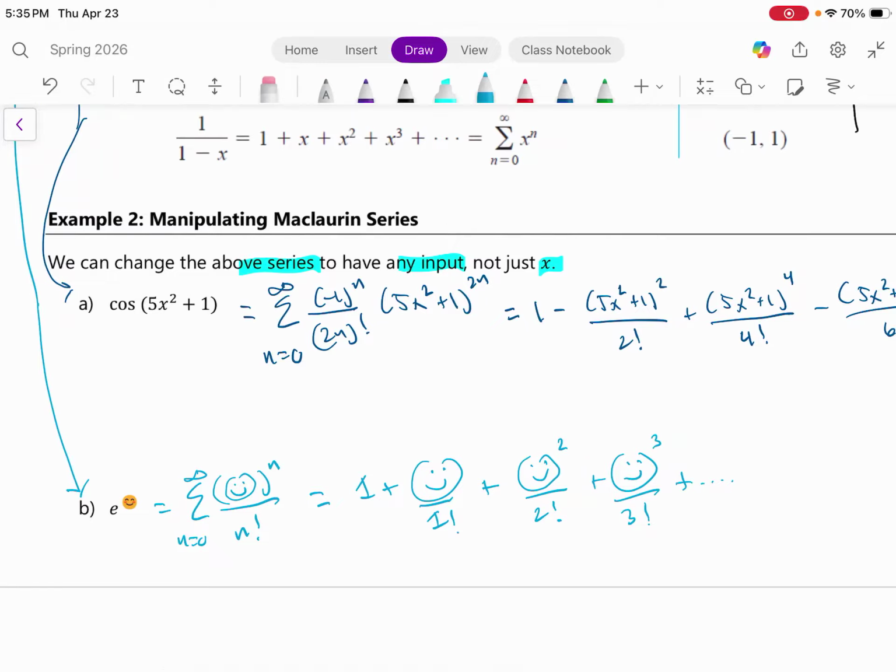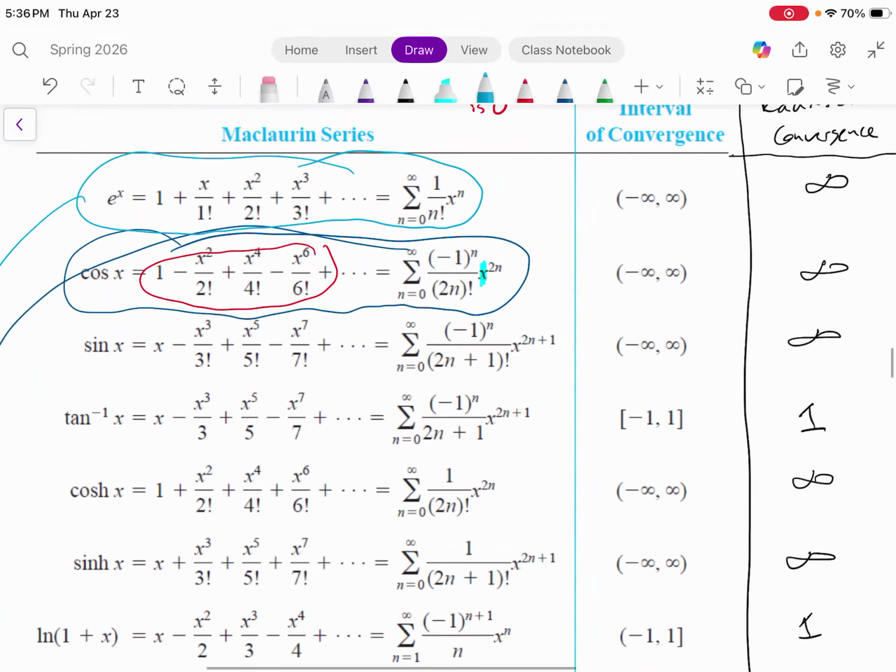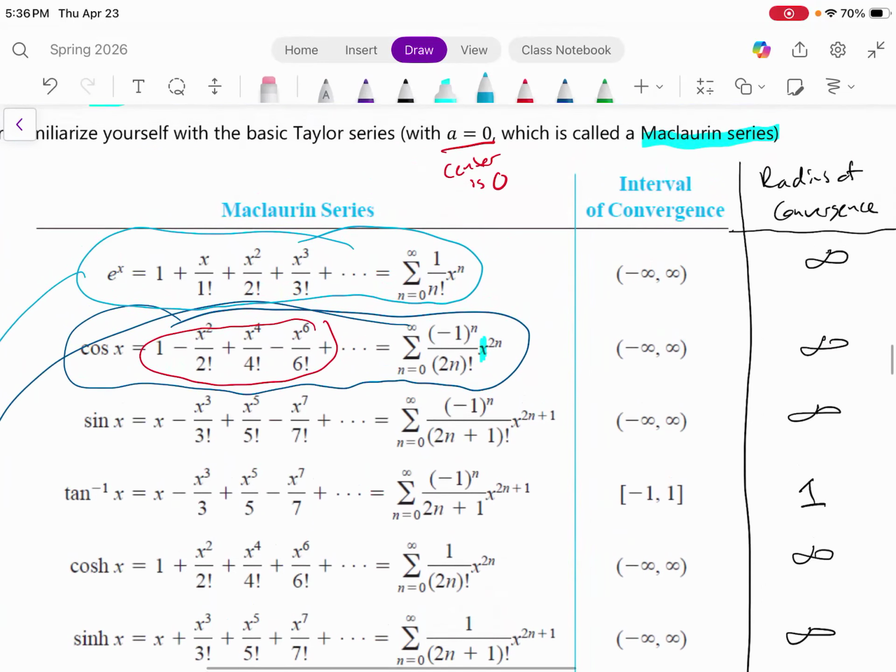So that's us manipulating Maclaurin series a bit. We have these well-known Maclaurin series, and based on the input or multiplication, we can rearrange and make a new type of series based on these definitions. That's it for this video, just reintroducing Maclaurin series, which is a Taylor series that is centered at 0.